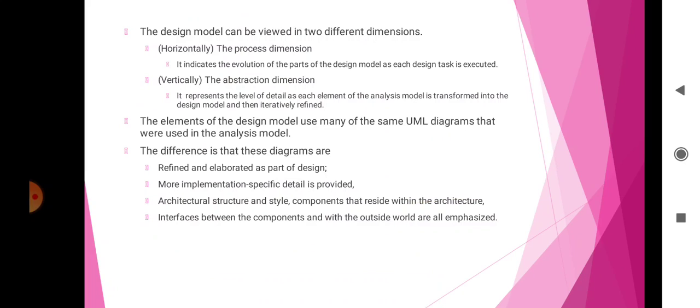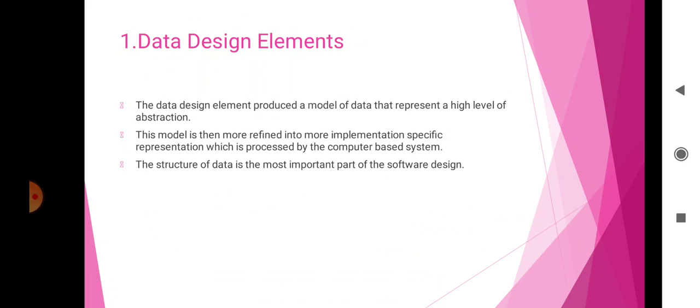The elements of the design model use many of the same UML diagrams that were used in the analysis model. The difference is that, first, these diagrams are refined and elaborated as part of design. Second, more implementation-specific detail is provided. Then architectural structures and styles, components that reside within the architectures, and last, interfaces between the components and with the outside world are emphasized.